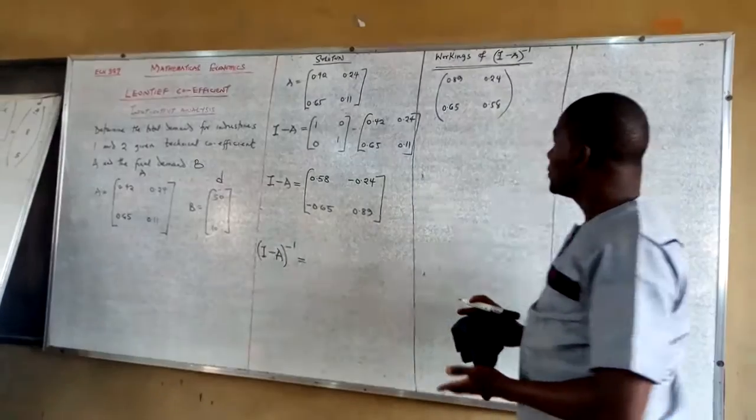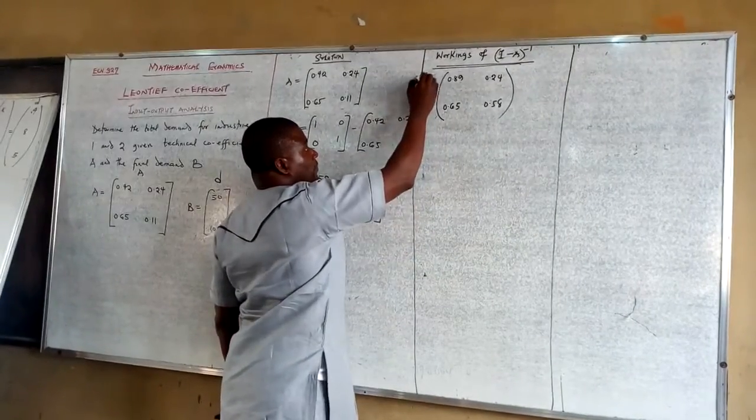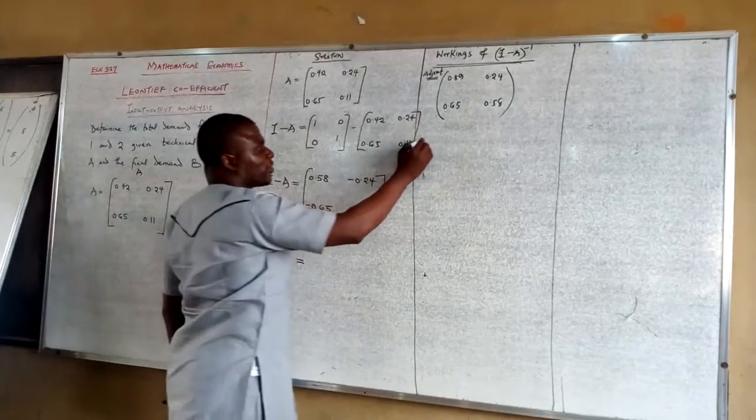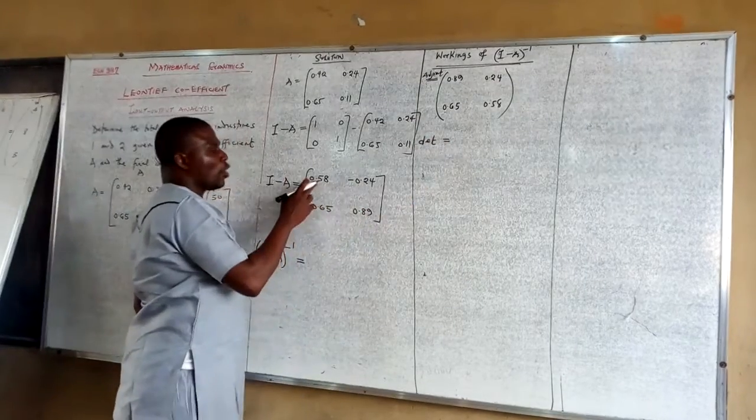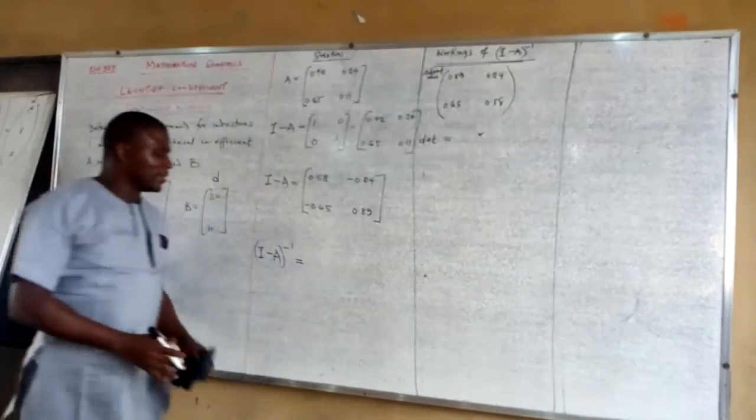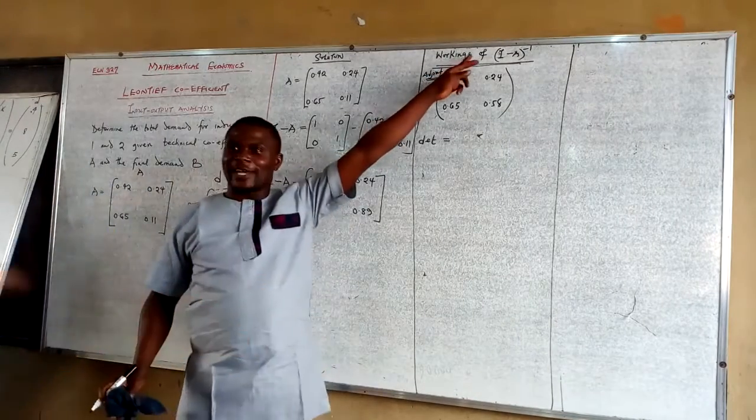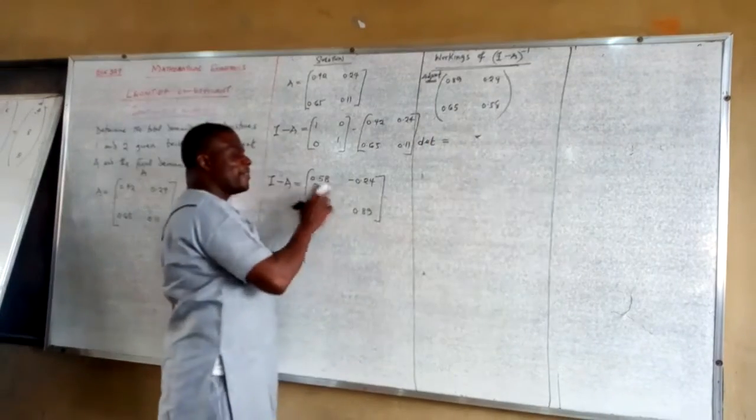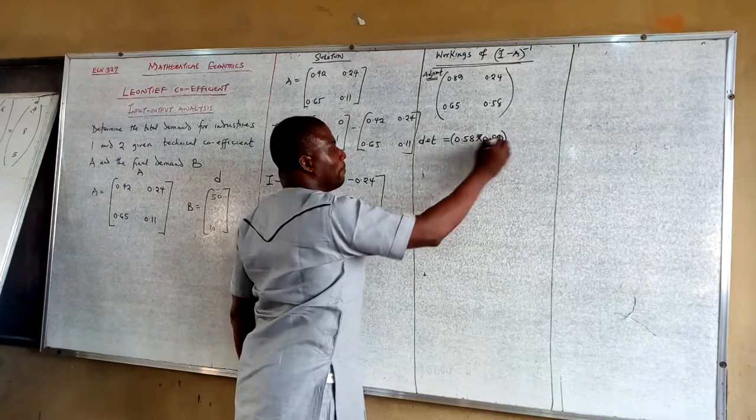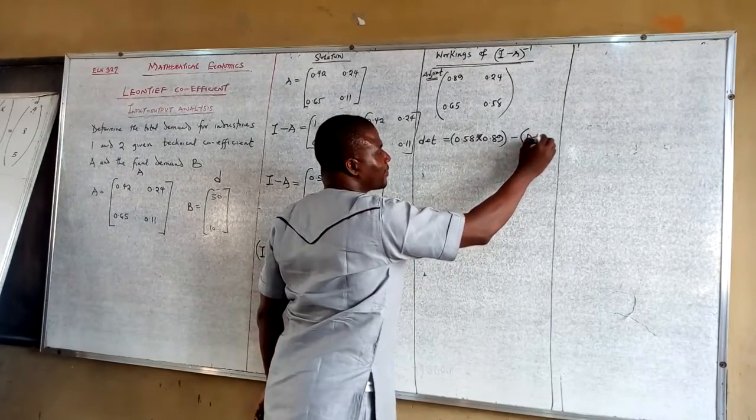Okay, what of the determinant? Look for the determinant first. So what will be the determinant? Let's get the determinant of this. 1.58 times this. I'm not doing it there because I want to do the final answer here. 1.58 times what? 0.5. Minus, what do you have? 0.156. If you multiply this, what do you have? 0.156. We have subtract.